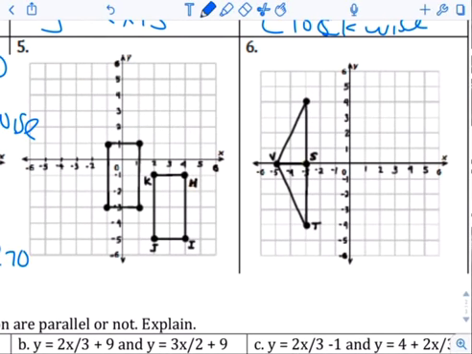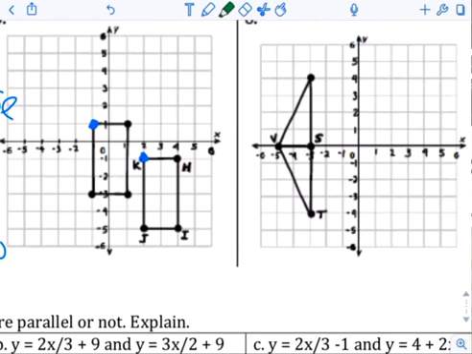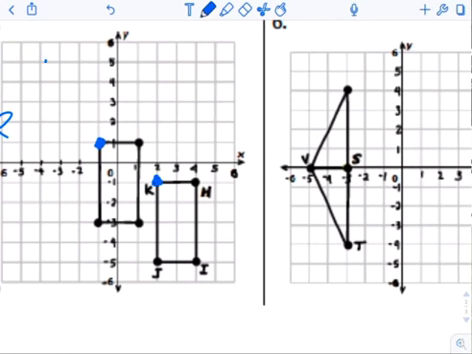Okay, so this one here, this one, and this one are, no, not it. This one and this one are the corresponding sides, corresponding angles. So it's not a reflection, it's not a rotation. Remember, rotation, the shape flips. This is a translation then.